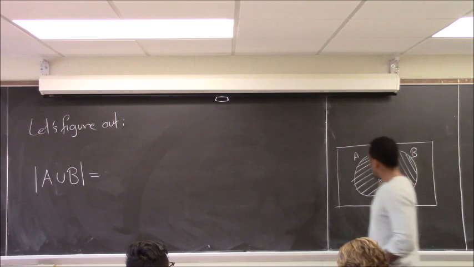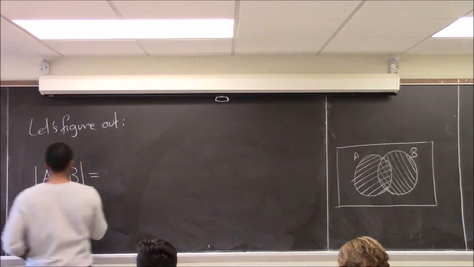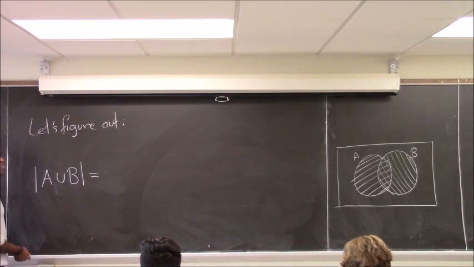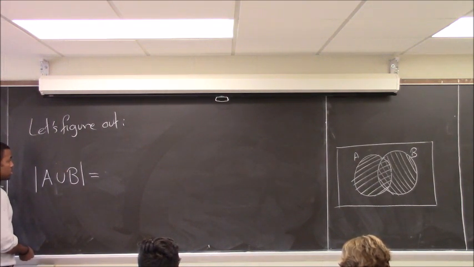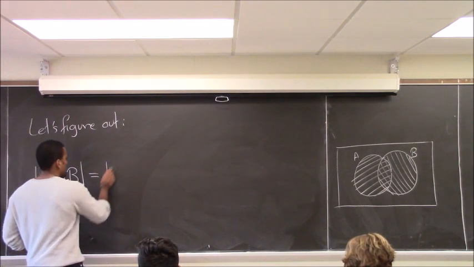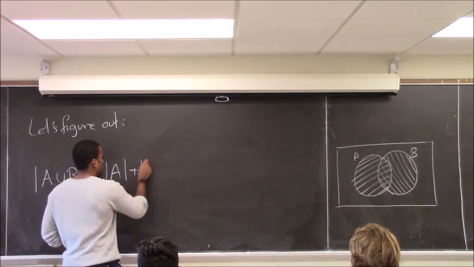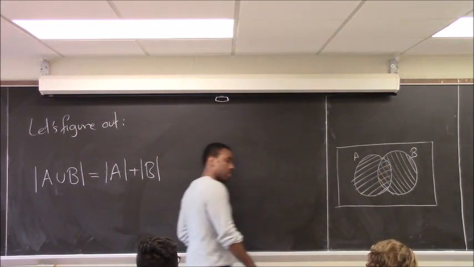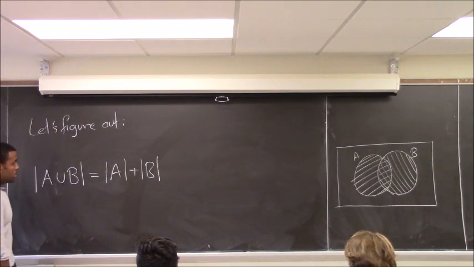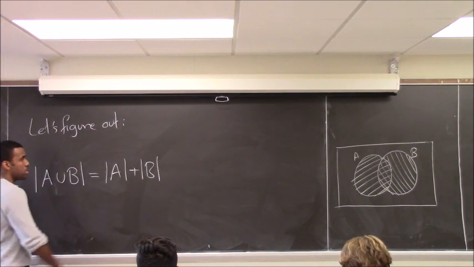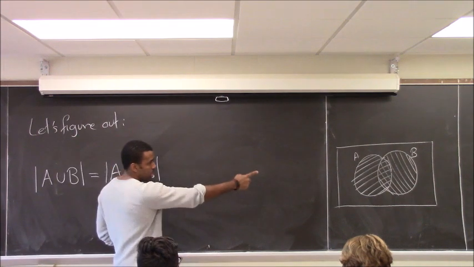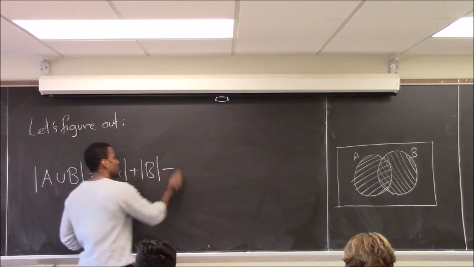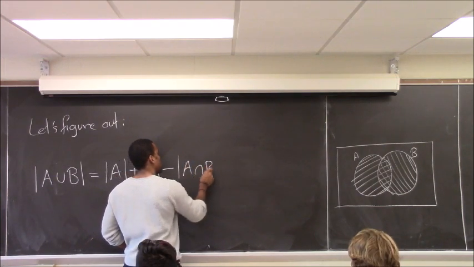Now based on that picture that we just drew, what do you think the size of the set A union B is going to be? Yeah? Like the magnitude of A plus the magnitude of B minus the magnitude of the intersection. Right, because the intersection you'll notice is shaded twice, and sets only count things once. So by counting A and B, we're potentially double counting anything that's in their intersection, and so we have to subtract the size of the intersection.